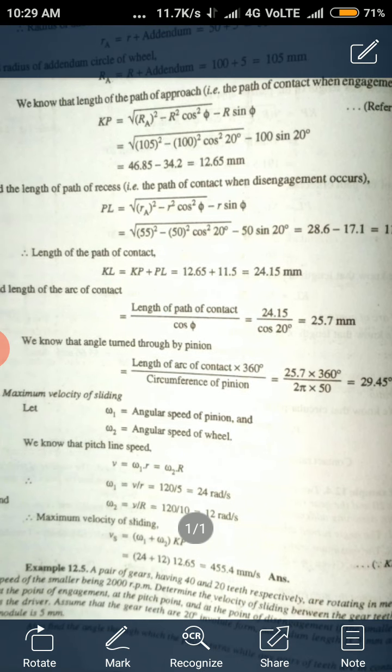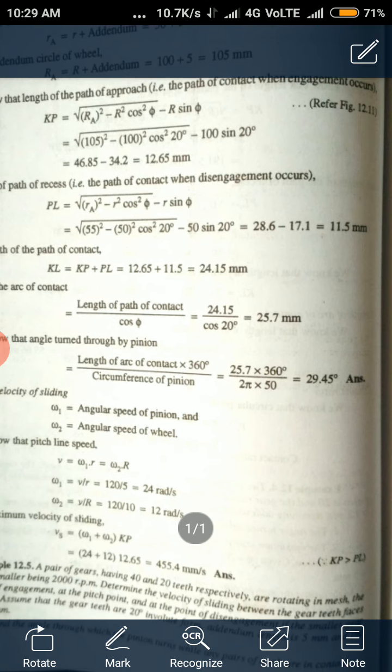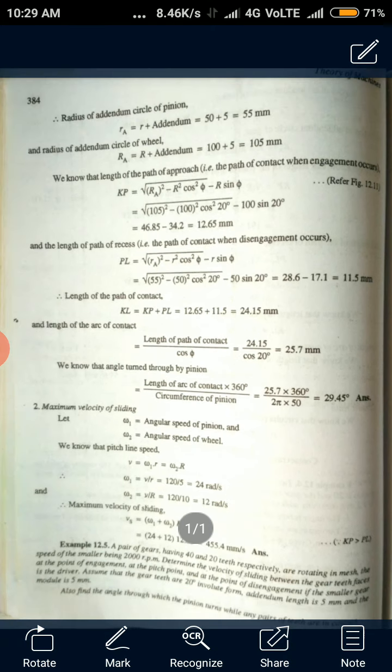Now substitute here in the maximum velocity of sliding equation, the sliding velocity at the engagement. So Vs equal to omega 1 plus omega 2 into Kp. So that's equal to what? 24 plus 12 into 12.65. So you got 455.4 mm per second. Okay. So this is one problem.